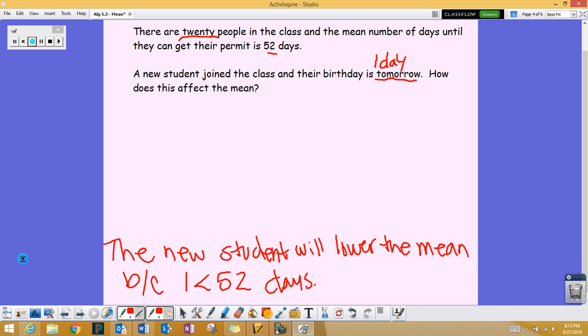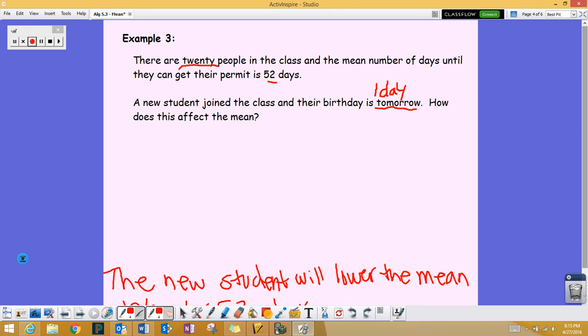And we can actually prove this by showing that, okay, we have 20 people. It doesn't matter what any one of those people's number of days they have to wait to get their permit is, basically how far away any of those birthdays are, because for each one of those, the average is 52. So in that case, we're just going to multiply all 20 of those people by 52, which is that mean. And then we're going to add in our new student 1 day away. And then we had 20 students in class. Now we added one. So we now have a total of 21 kiddos.